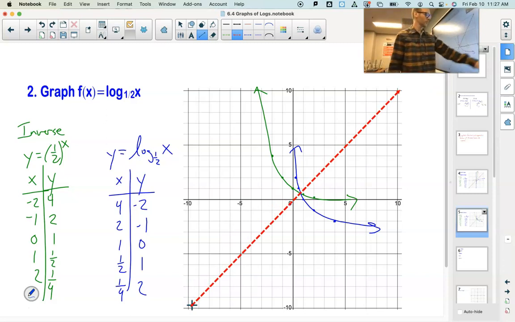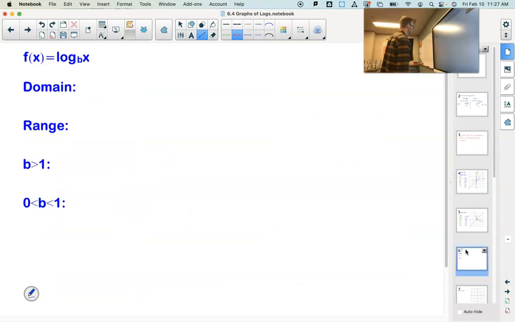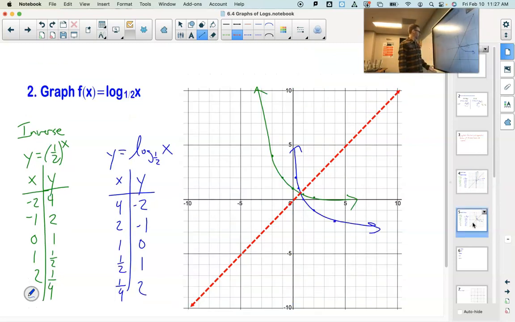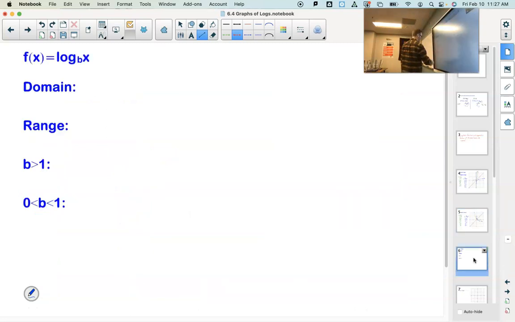Cool. So let's make some generalizations here. If I have the log base b of x, what's its domain? Okay, let's look at both of these examples here. What x values did we graph? What's in the domain of the log base 3 of x? It was x's that are greater than 0. How about this one? What's in the domain of the log base 1/2 of x? What x's did we graph? X's that are greater than 0. So it doesn't matter what the base is. The domain is 0 exclusive to infinity.